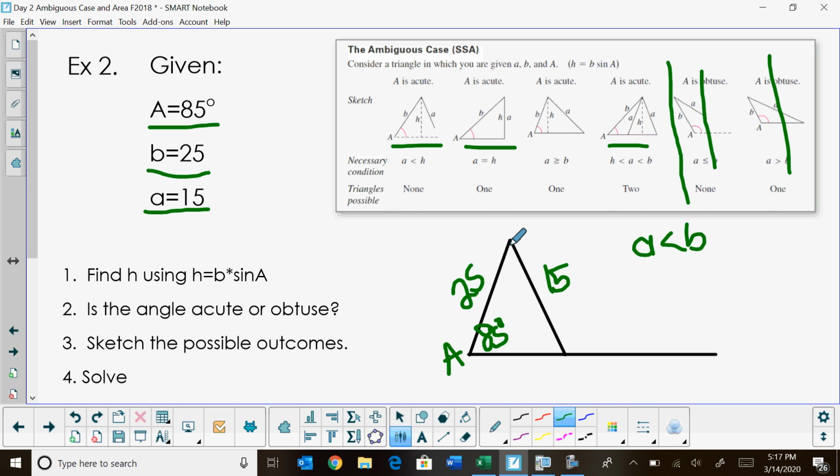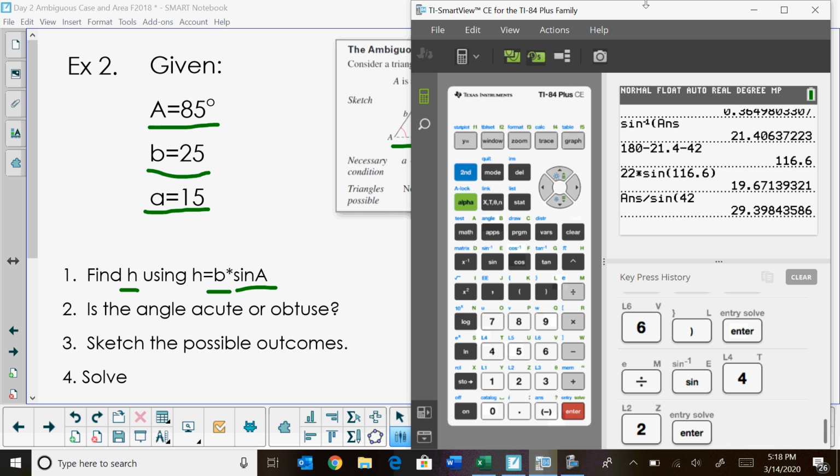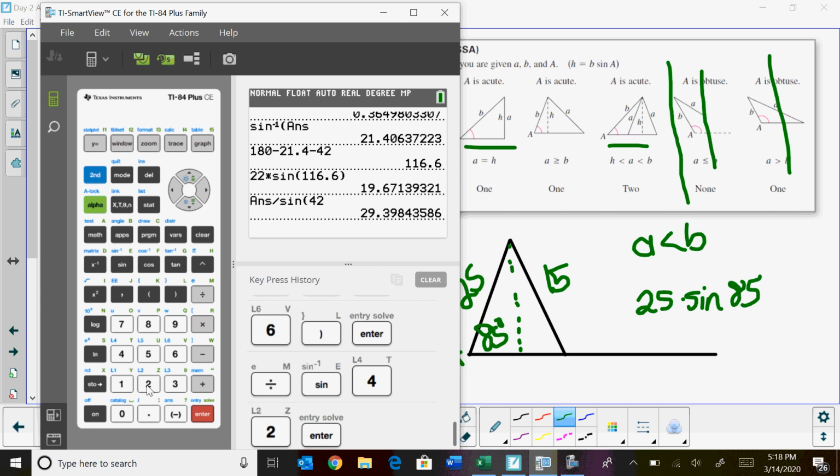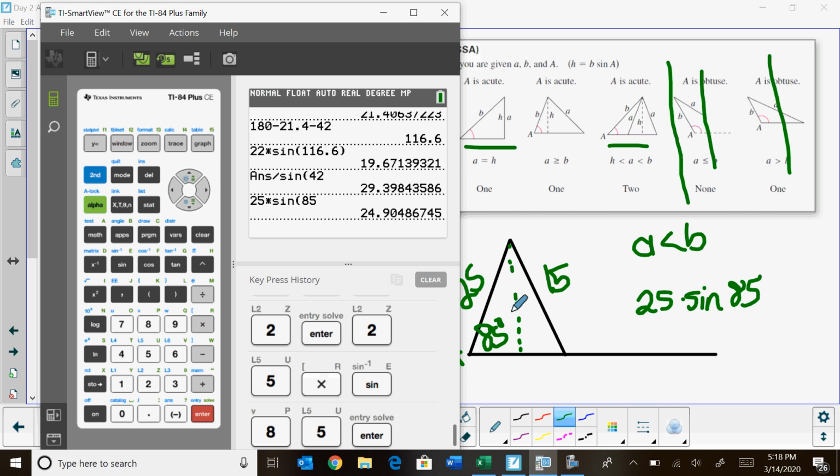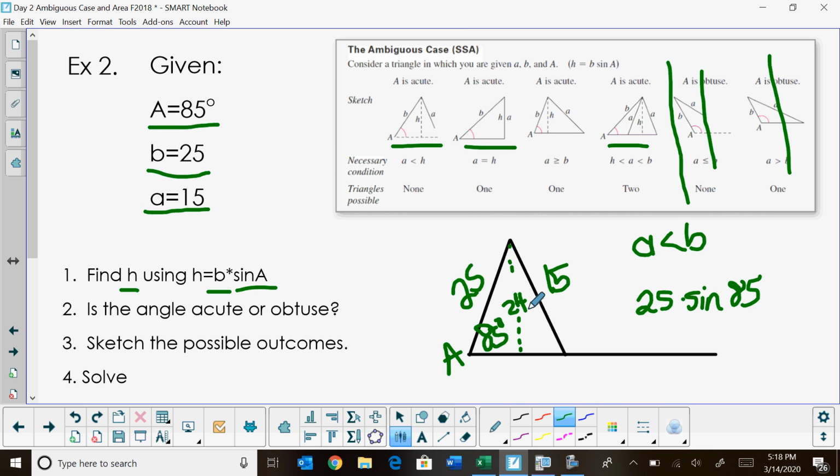So let's check it. We need to compare it to the height. Does this even create a triangle? Well, to find the height, what are we going to do? We're going to use B sine A. So B is 25. We're going to multiply it times sine of 85. Just guessing, do you think this is even going to create a triangle? So we're multiplying 25 times sine of 85, and our height is 24.9.